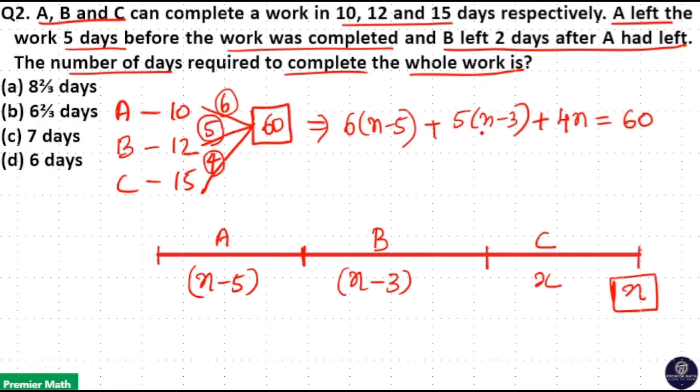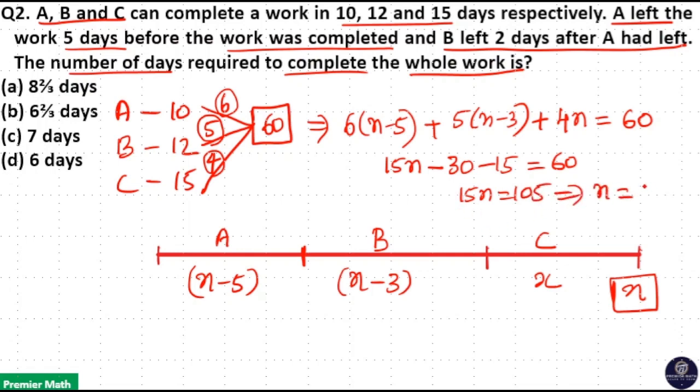6X plus 5X plus 4X is 15X, minus 6 into 5, which is 30, minus 5 into 3, which is 15, equal to 60. That means 15X is equal to 105. That means X is equal to 7 days. So option C is your answer.